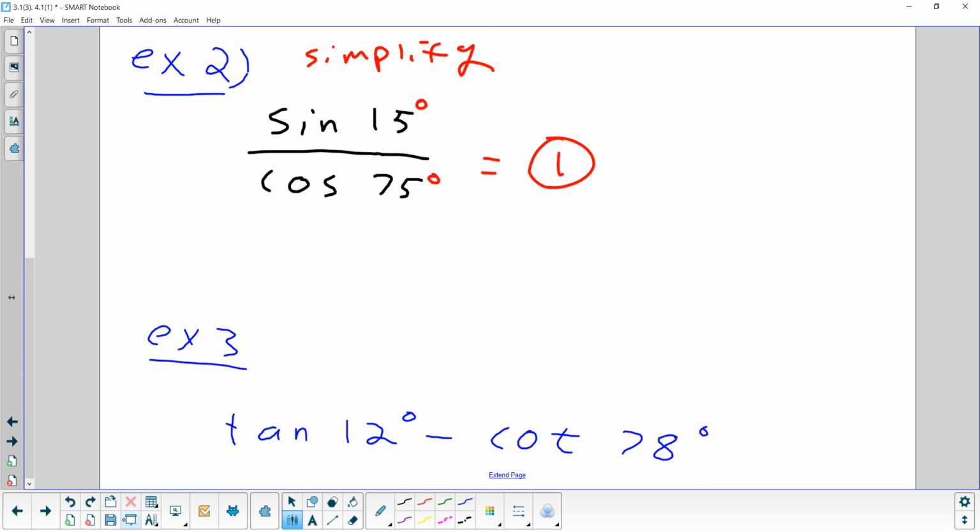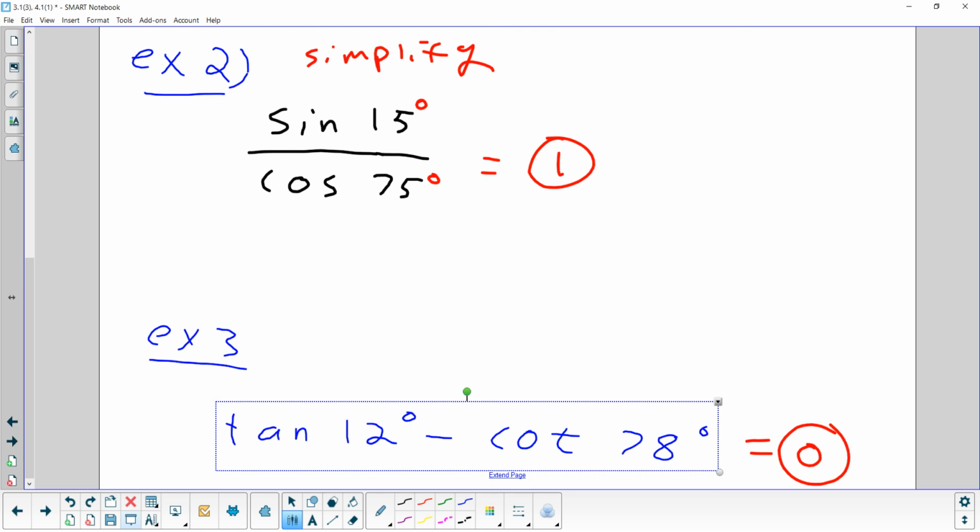Yeah, they're the same. Tangent, cotangent, 12 and 78 add up to 90. If I change this to a 79, that messes up the whole problem. You can't do it without a calculator. Tangent of 12 minus cotangent of 78. When I subtract two things that are the same, I get 0.